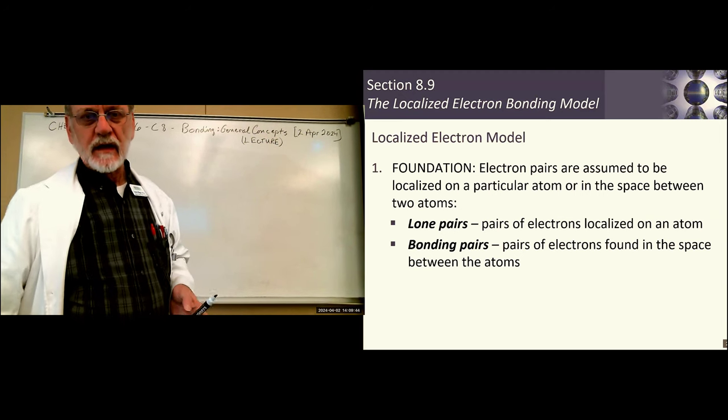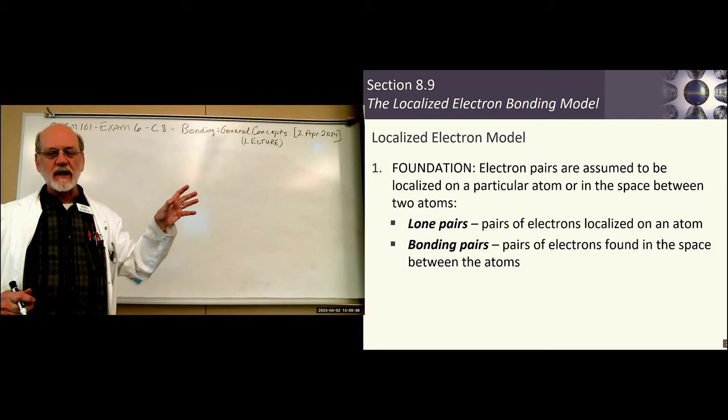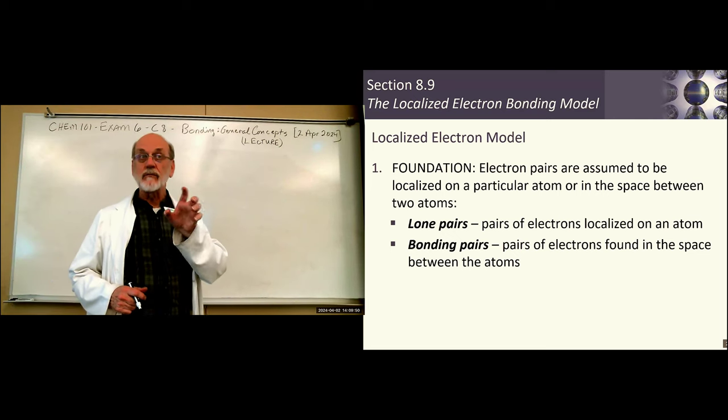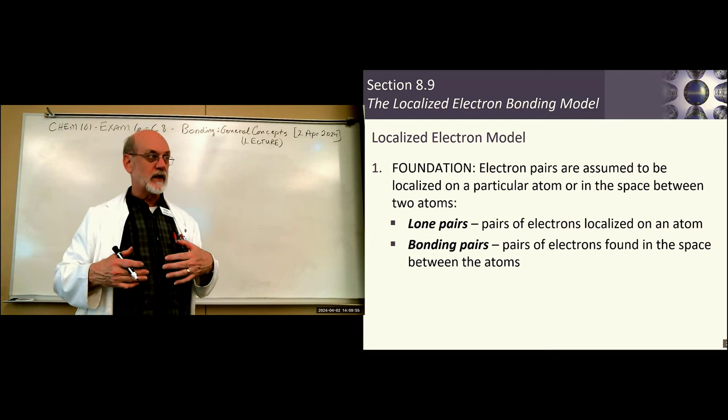All right. So when we consider the localized electron model, localized means that the electrons still belong to each of the atoms. They're only sharing them in their atomic orbital overlaps.